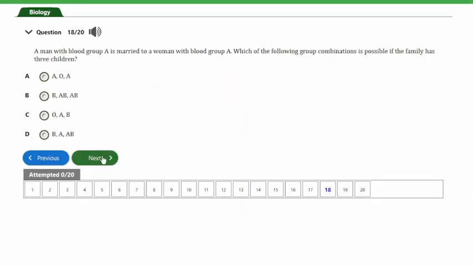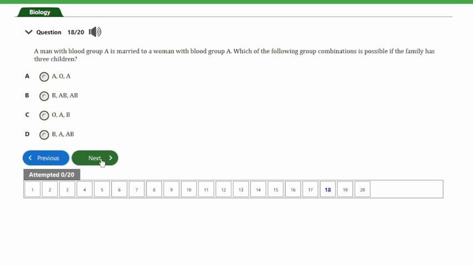So let's look at the next question, and that's question number 18. It says, a man with blood group A is married to a woman with blood group A. Which of the following group combinations is possible if the family has 3 children? A is A, O, A, B is B, A, AB, AB, C is O, A, B, and D is B, A and AB.